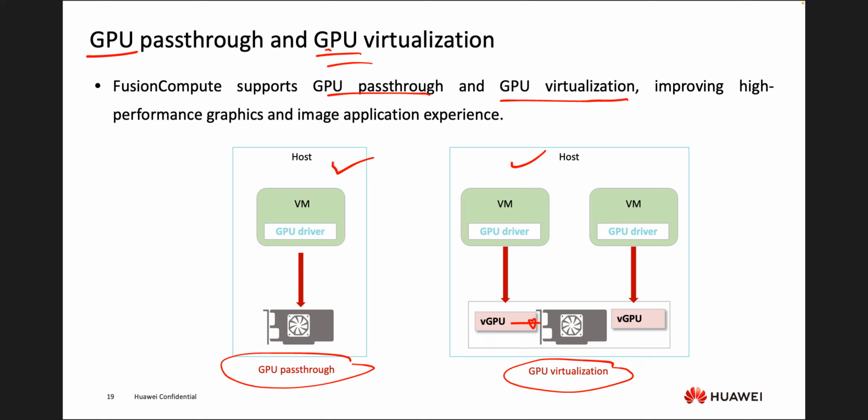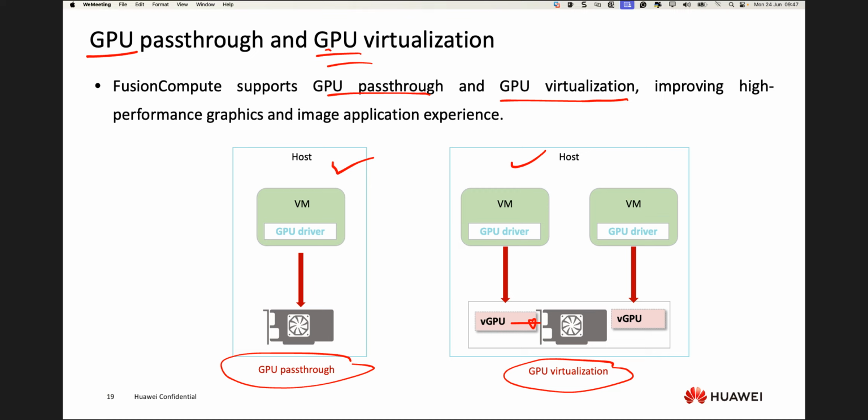So again, when you look at the requirements, you would say GPU pass-through is for high performance and graphics. And when you look at GPU virtualization, it's more for 3D graphics rendering, or acceleration, or 2D graphics processing. So it depends on the use case.